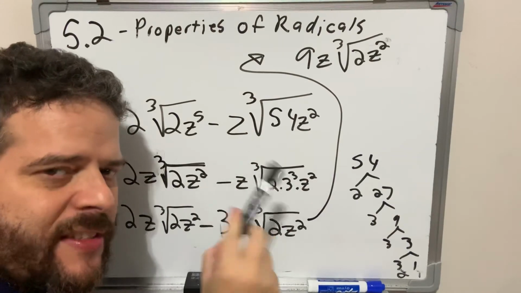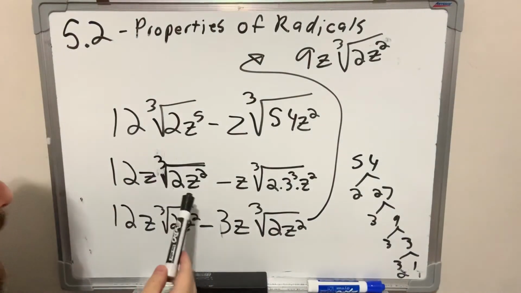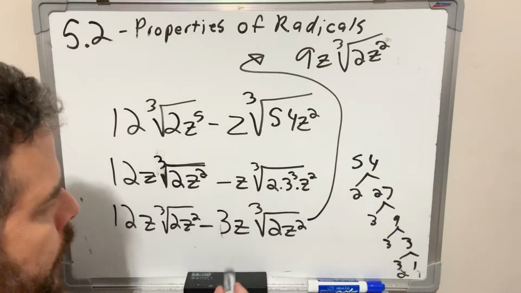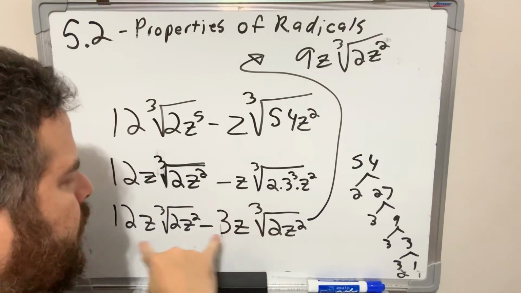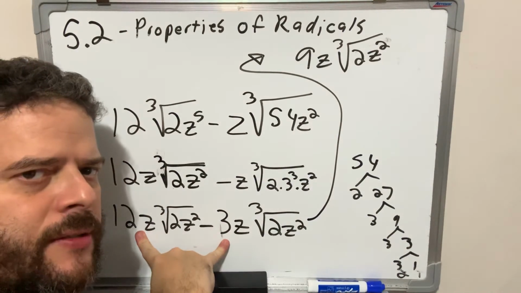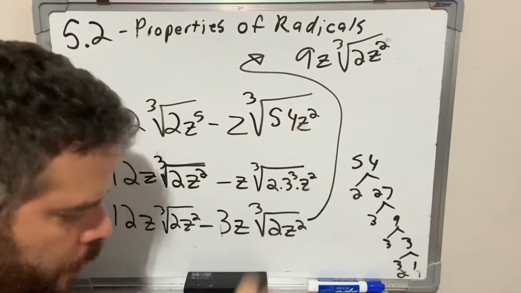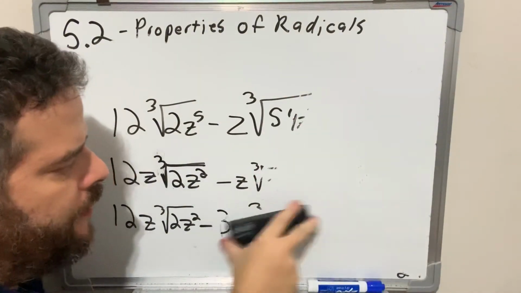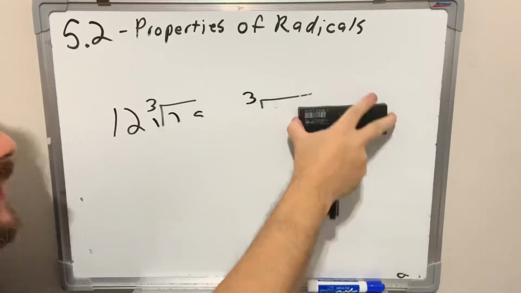Again, you always have to simplify first. Simplify first. I took the z cubed away from here. I took the 3 away from here. I ended up with the exact same radicals. Now I just do the operations with the leading term. Boom, done. Now that's the most critical part of the class, adding and subtracting radicals that are different.